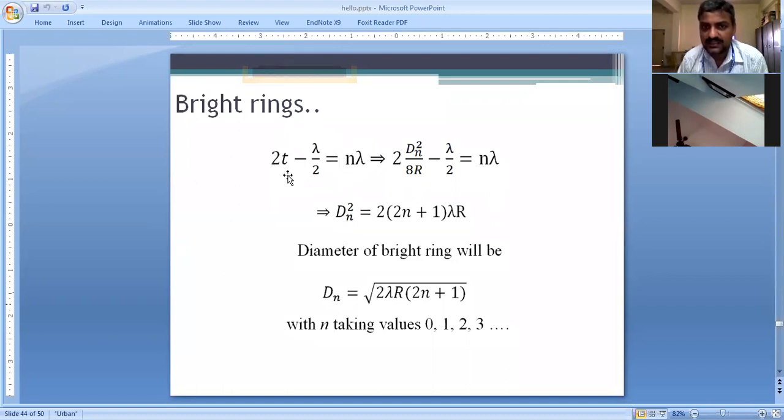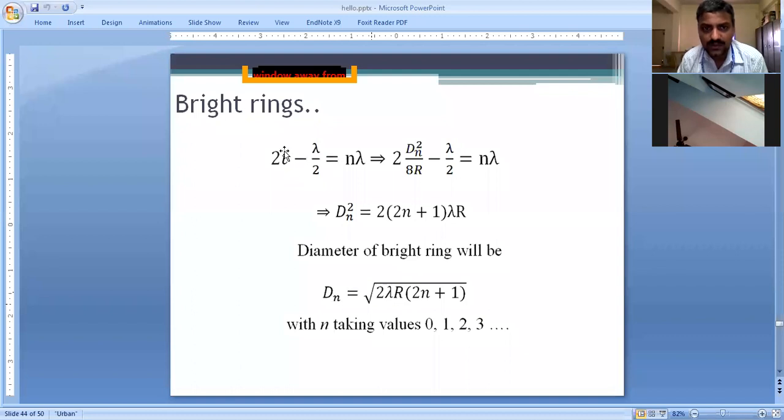One of your friends asked me, why are you taking minus lambda by 2? If you dislike it, take it as an exercise: take plus lambda by 2 and get another expression. Both of them will be the same, right? I am taking minus lambda by 2, and those who have asked, please try with plus lambda by 2. You will end up with the same answer.